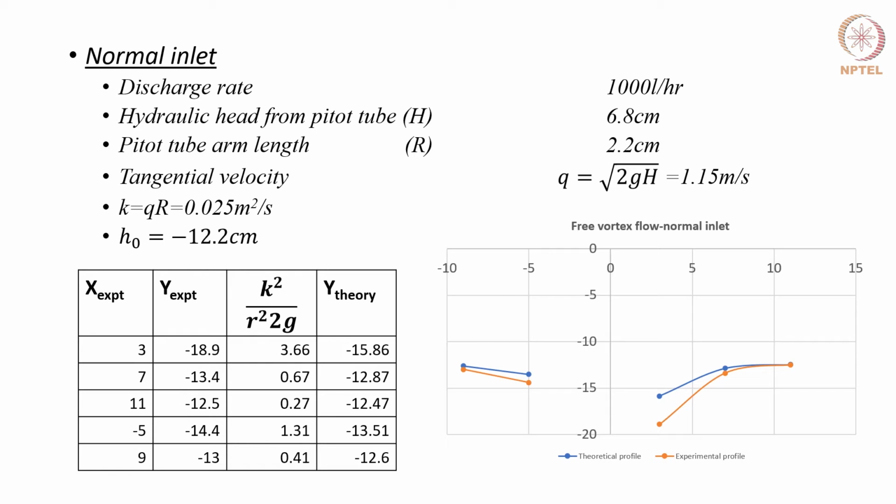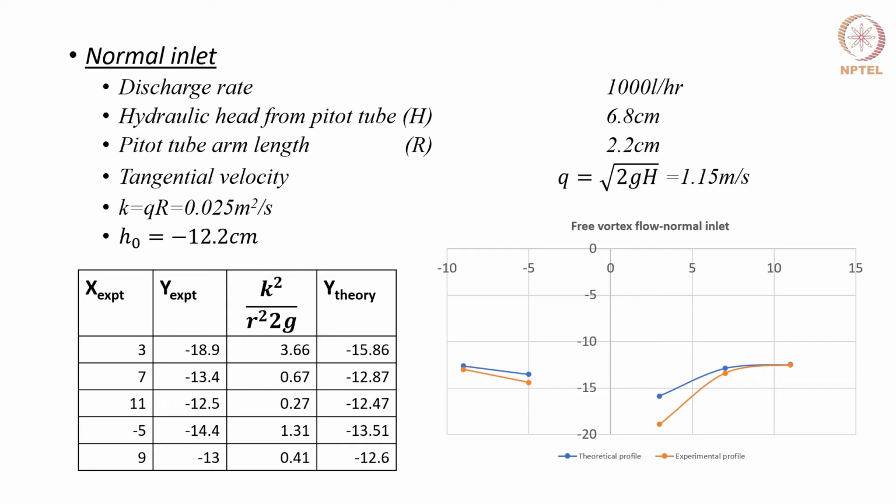So from that, the tangential velocity q is calculated as q = √(2gh). And after obtaining q, we can calculate the constant k, and using this k, we can calculate k²/(2g r²) at every radius for which we have taken the experimental readings. So the table shows the x coordinate obtained from the experiment and the corresponding y coordinate. That means the readings measured from the needle gauges.